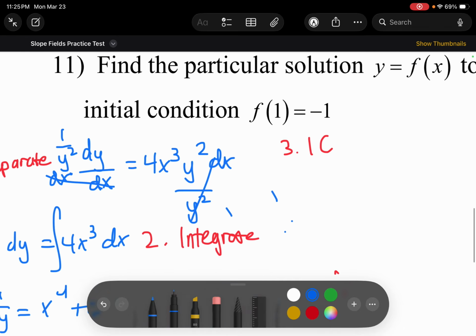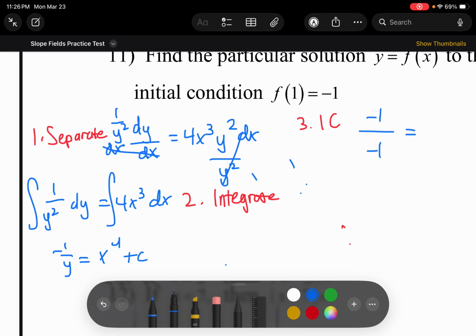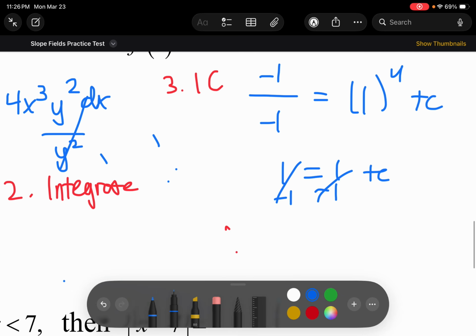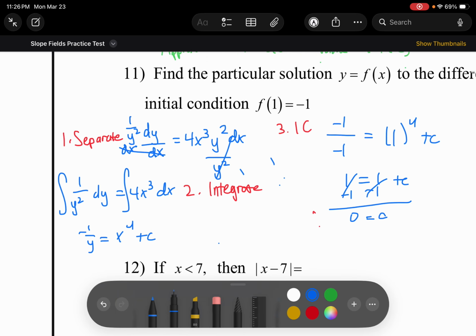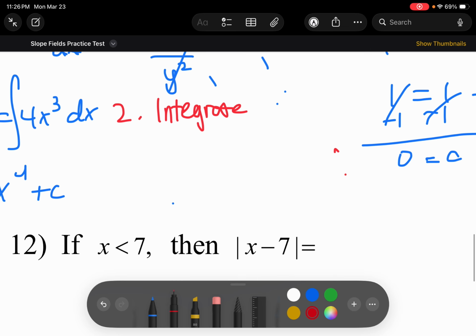We're going to plug in that thing. So it's going to be 1 over negative 1 equals 1 to the power of 4 plus c. That's just going to give you negative 1 equals 1 plus c, minus 1 minus 1. That's going to be 0 equals c. So your c doesn't have any value in this problem. So now let's find y. That is messy.